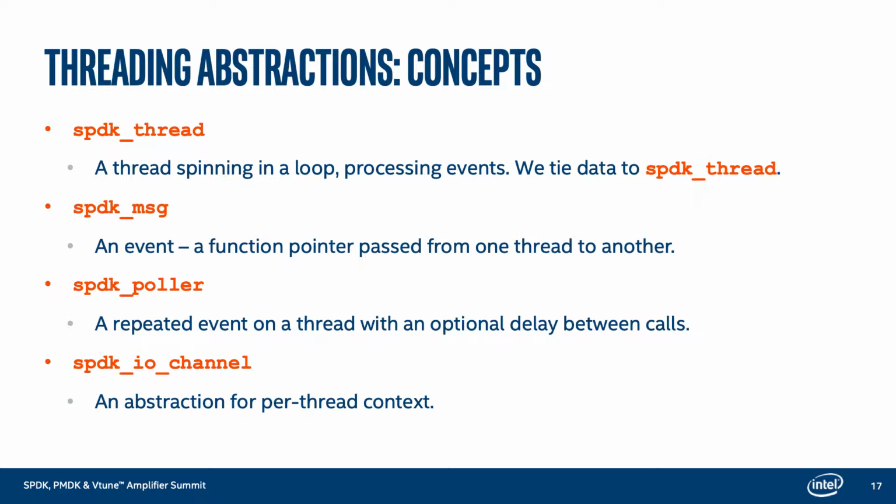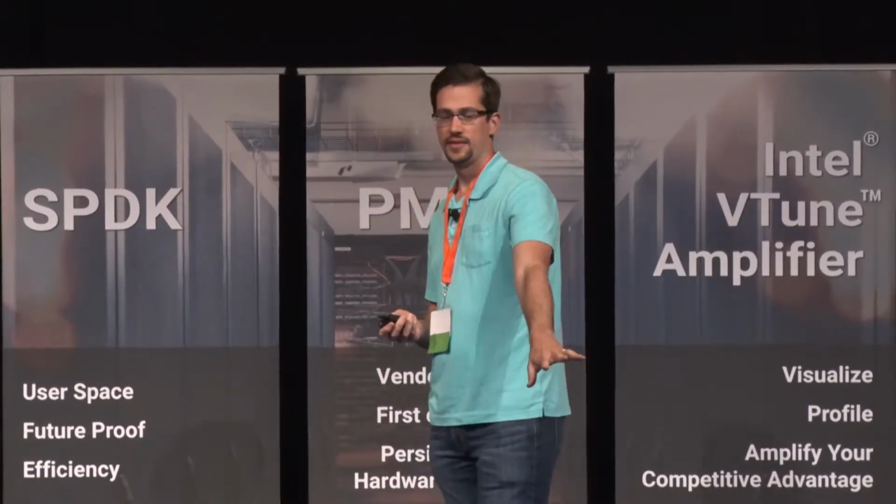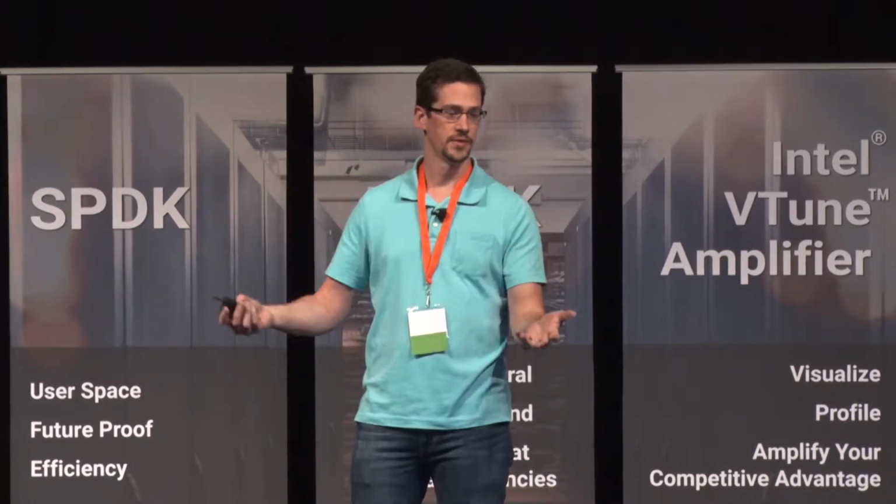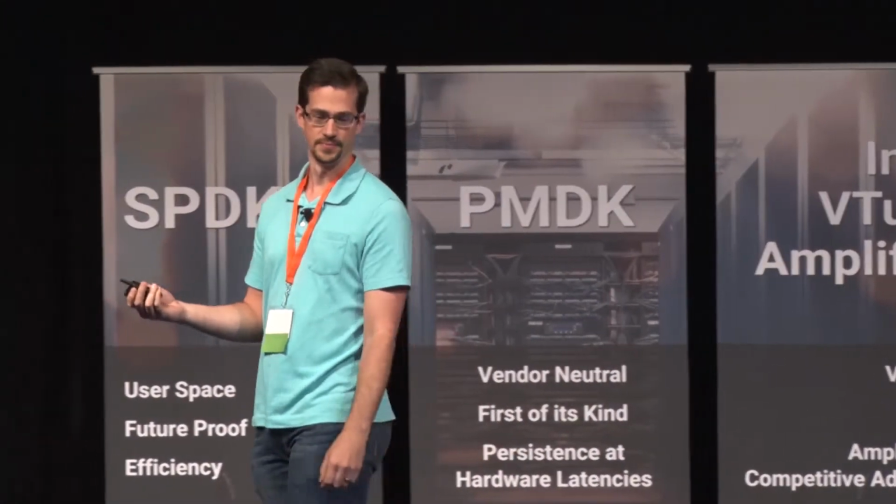An SPDK poller, similarly, you tie it to a thread, and it just gets called over and over again on that thread. You can optionally specify a time delay. And then we also have this concept of an I/O channel. This is effectively a per-thread context associated with some global pointer. That's simple to say, but kind of difficult to wrap your head around sometimes. The easiest way to think of this is as an abstraction of an NVMe queue pair relative to an NVMe device. So you have some global NVMe device, and on each thread, you're going to create an NVMe queue pair. This is just a software abstraction around that idea.